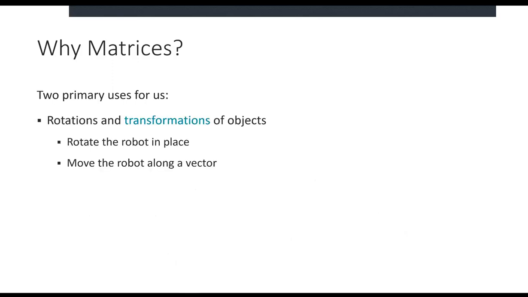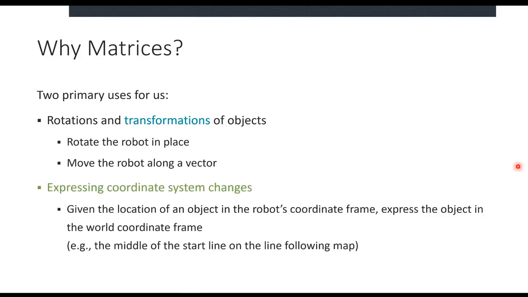Why do we care about using these matrices? Well, for us, two big use cases. Rotations and transformations of objects are things that we have to deal with all the time. Rotate the robot in place, move the robot along some kind of vector, and expressing these coordinate system changes is going to be something that we care about quite a bit, because we'll probably have the location of an object in the robot's coordinate frame, right? So we're centered in the middle of the robot.